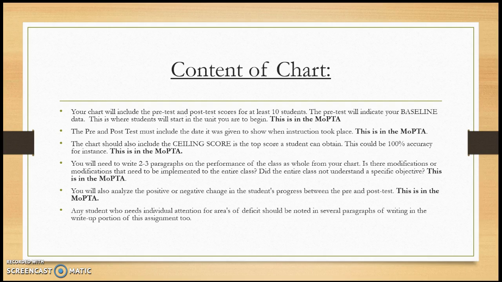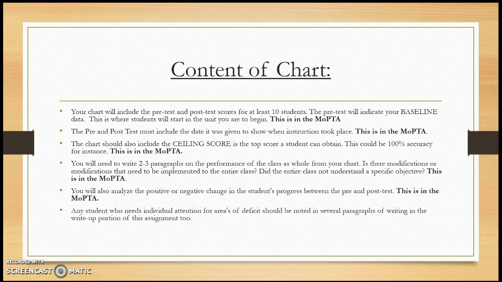All right, you need to have a pre and post test score for at least 10 students. You don't have to do 20 students. I'd recommend it. It'll give you more information. A baseline data, that's where they are going to be. That would be a pre-test. The pre and post test must include the dates to show when the instruction took place. So, November 1st, I gave the pre-test. December 1st, I gave the post-test. The chart should also include the ceiling score, so 100% or could be 500. Just tell me what the top score is.